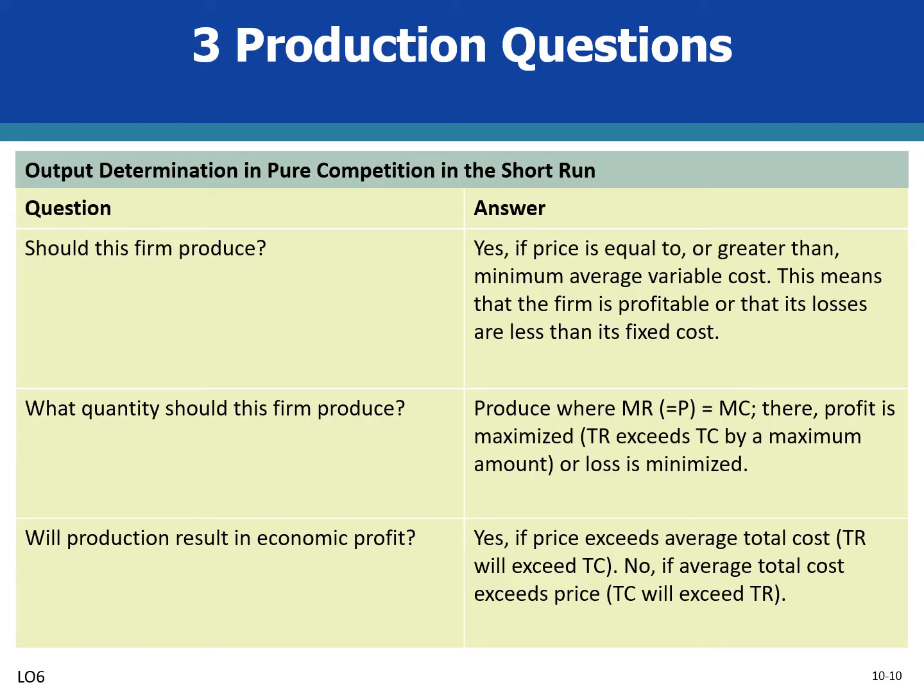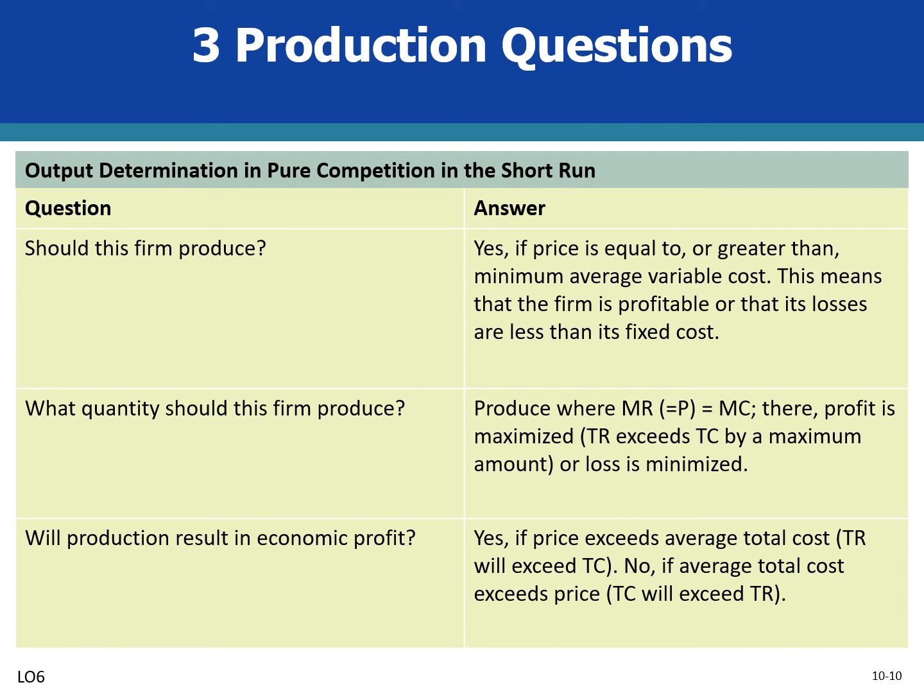So, 3 production questions. Notice up here the first line says output determination in pure competition in the short run. Remember, short run, period of time when one of our assets, capital, is fixed. Our other resources such as labor or utilities or materials, they're variable. So the size of our plant, the size of our factory, right, the size of our firm is fixed. We can't make our manufacturing facility any larger for the time being.